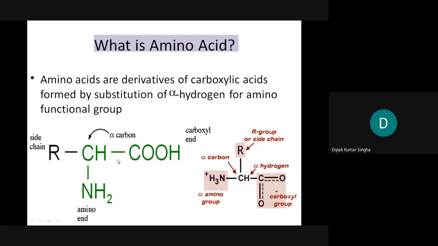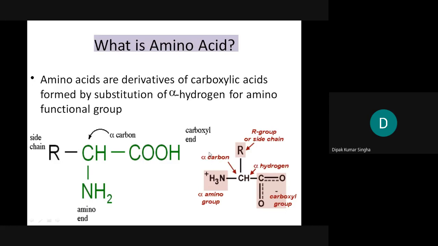And this is the general structure of amino acid. Here there is one NH2, the amino group, and the carboxylic group, both on the alpha carbon, CH, with NH2, and R is the variable. In nature 300 amino acids are present, but in our body only 20 amino acids. So R is the variable.